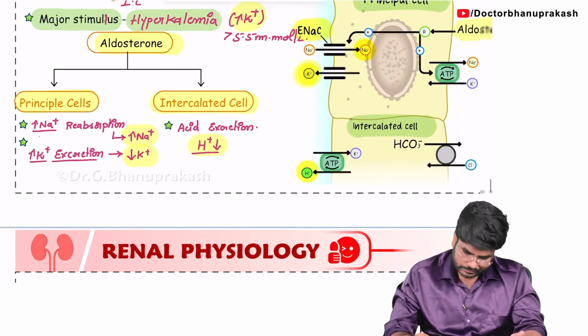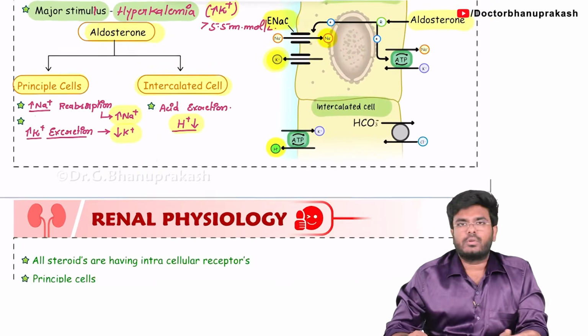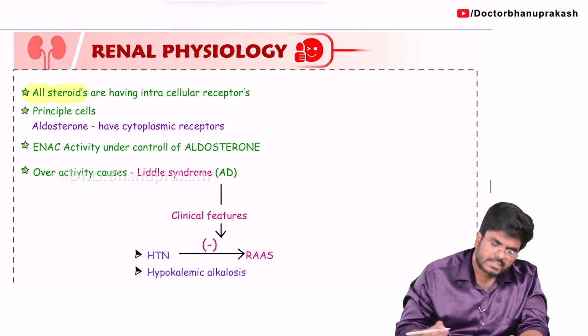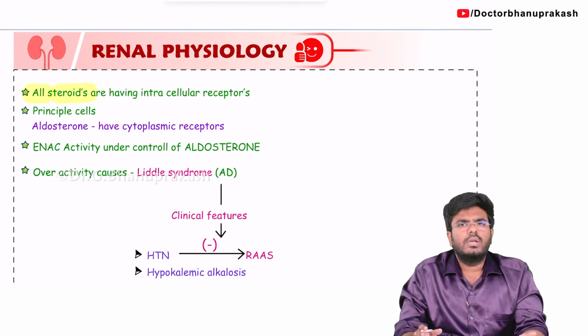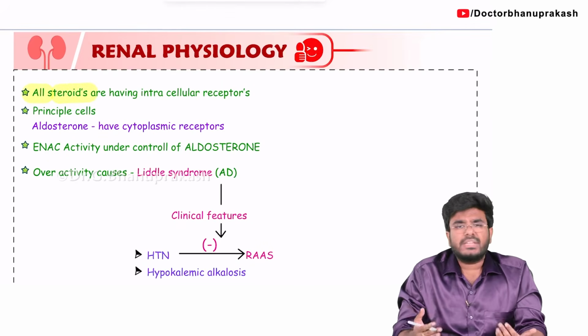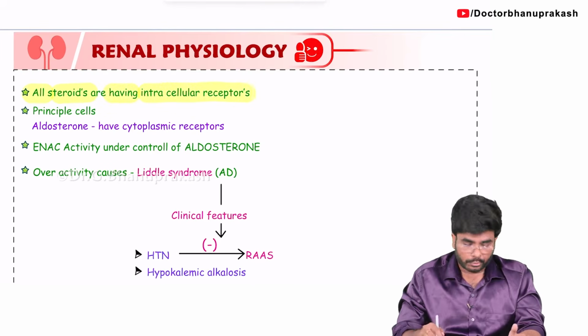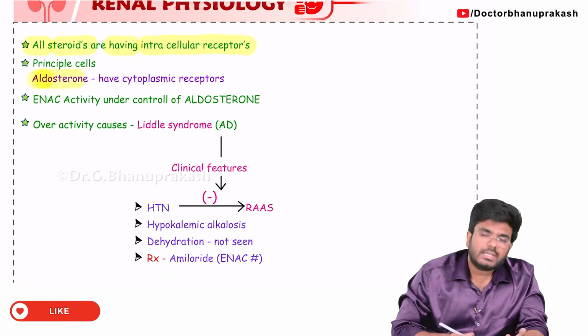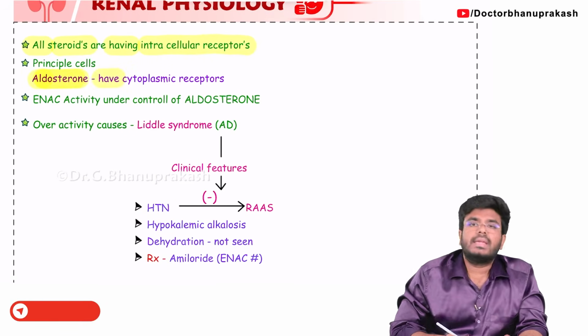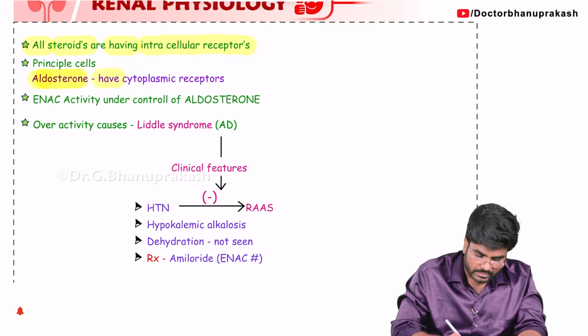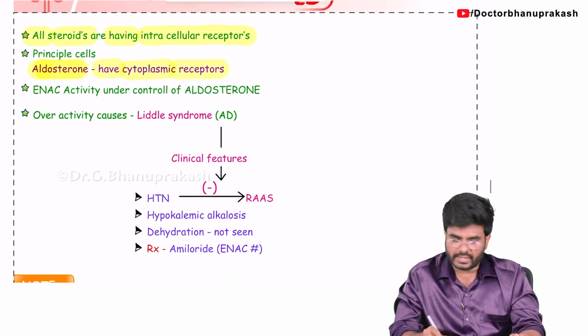Done. Now, let's see some important points regarding aldosterone which you already know. All steroids, not only aldosterone, but cortisol, testosterone, estrogens, they're all steroid hormones and have intracellular receptors. True, you already know this. Aldosterone is also a steroid, so it has an intracellular receptor where? In the cytoplasm. So it has intracytoplasmic receptors, very important.